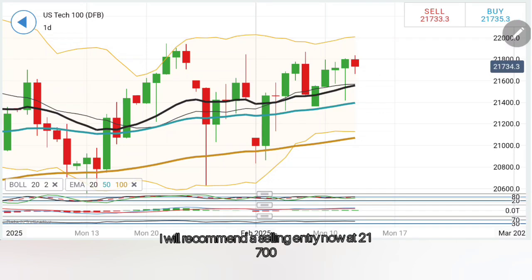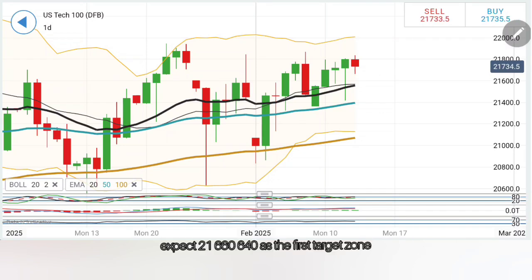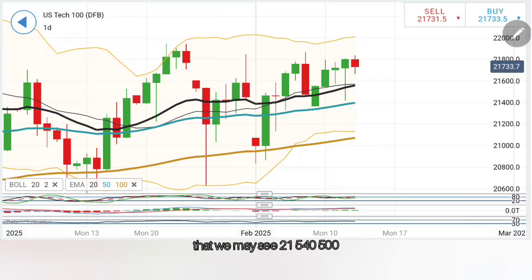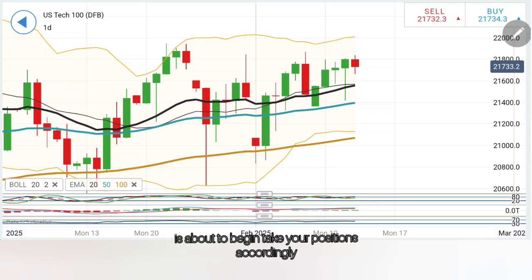On the downside, I will recommend a selling entry now at 21,700, expect 21,660, 640 at the first target zone, 21,600, 580 as the next, and once it trades below 21,600, 580, chances will be high that we may see 21,540, 500, and then 21,400 levels here directly. Below 21,400, a crash is about to begin. Take your positions accordingly. Let's move to Dow.